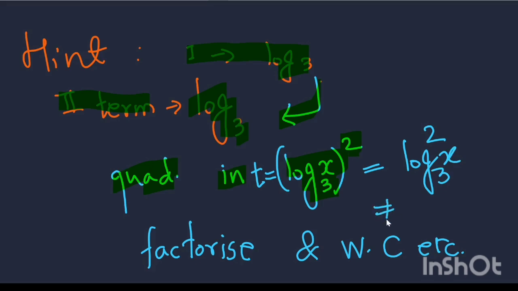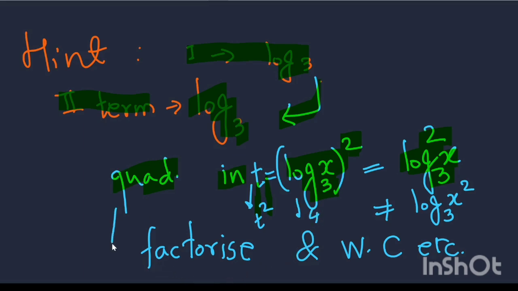We all know that log x^2 base 3 is not equal to (log x base 3)^2, because it becomes 2 log x base 3. So this will be converted into a quadratic in t, where t is log x base 3. It means we will get an equation of fourth degree in log x, because the quadratic in t will contain a t square term, so this becomes power 4, and so on.